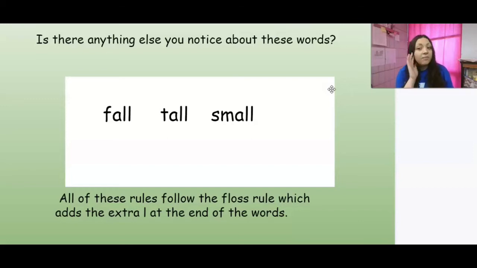All of these words follow the floss rule. Look at the end. Ball. You only hear one L, but it has a double L. Remember, that's because it's after a short vowel.